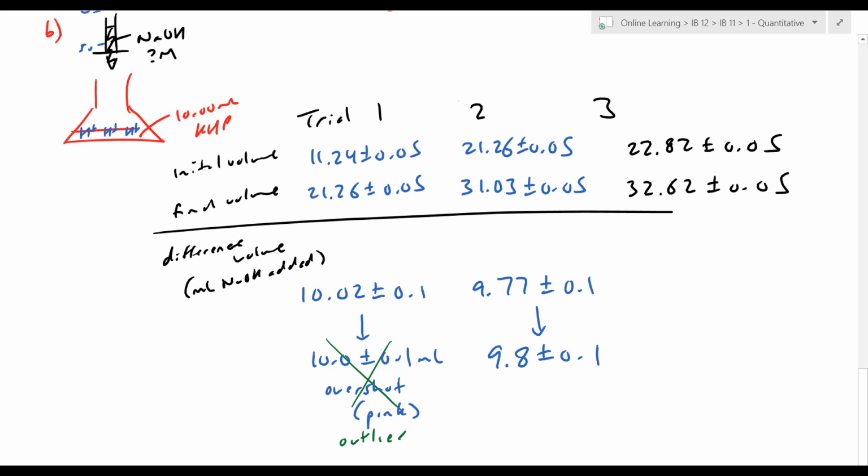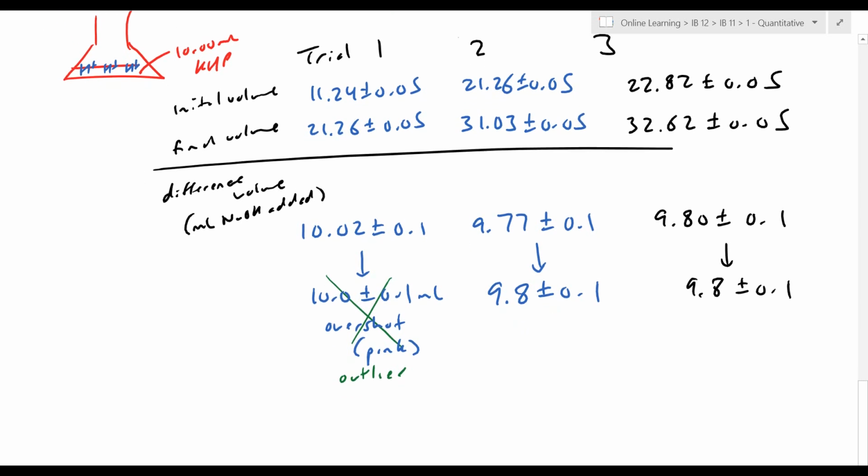So those are the numbers that we got from our titration. This one here gives me 9.80 plus or minus 0.1. And again, I'd round that to 9.8 plus or minus 0.1. So definitely some really good consistency here. These two numbers, no guarantee they had to be the same. It was realistically 9.77 and 9.80.